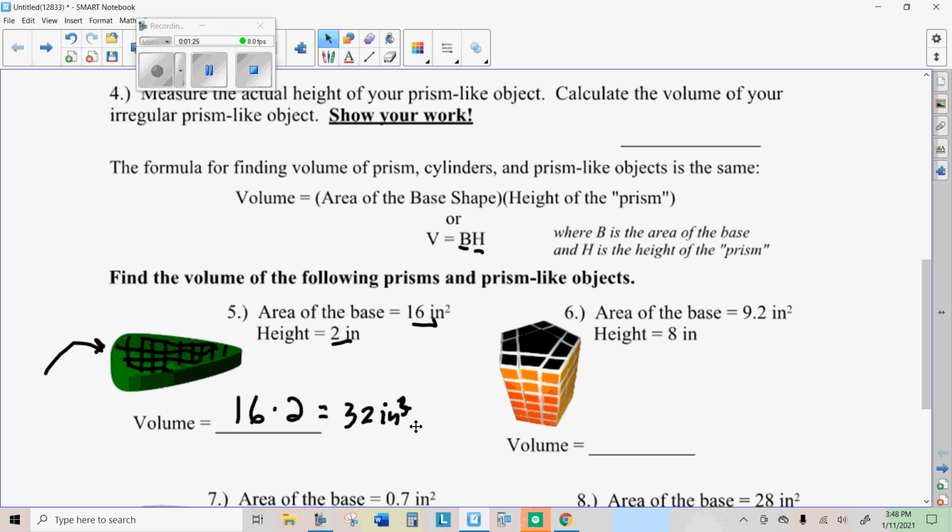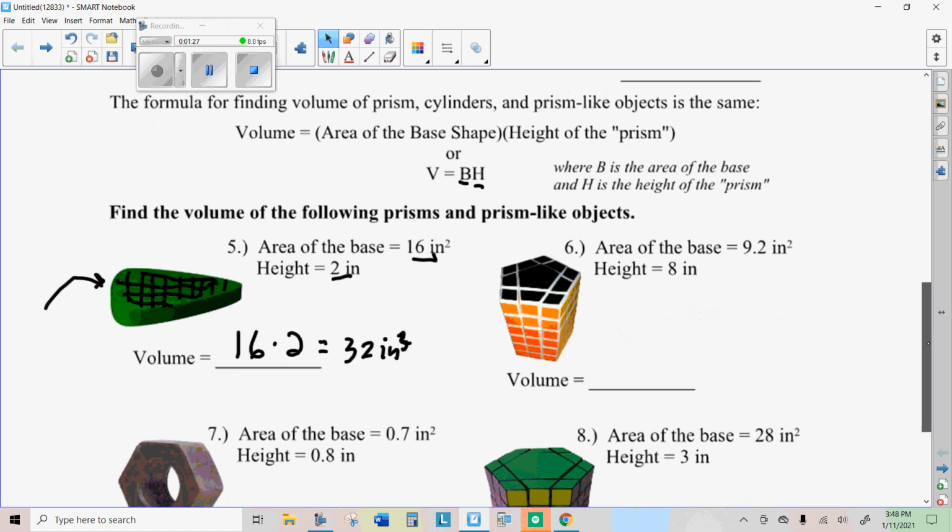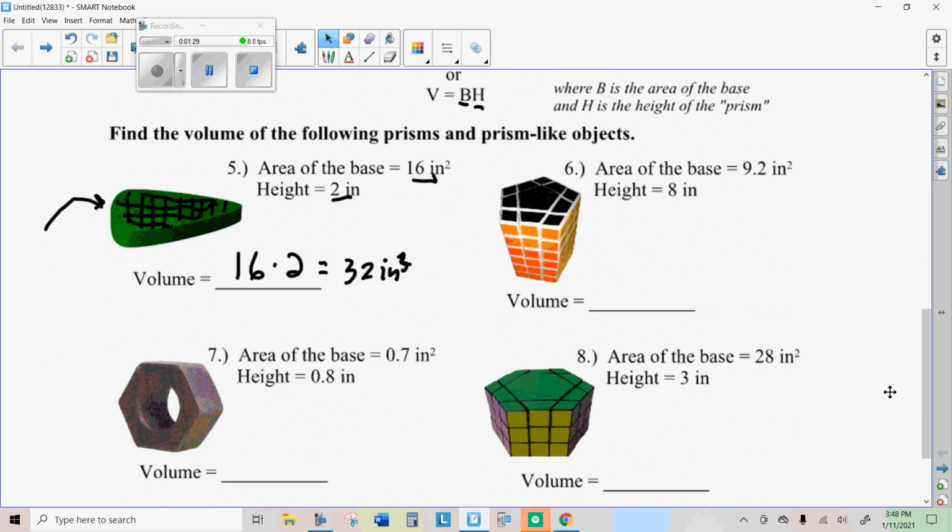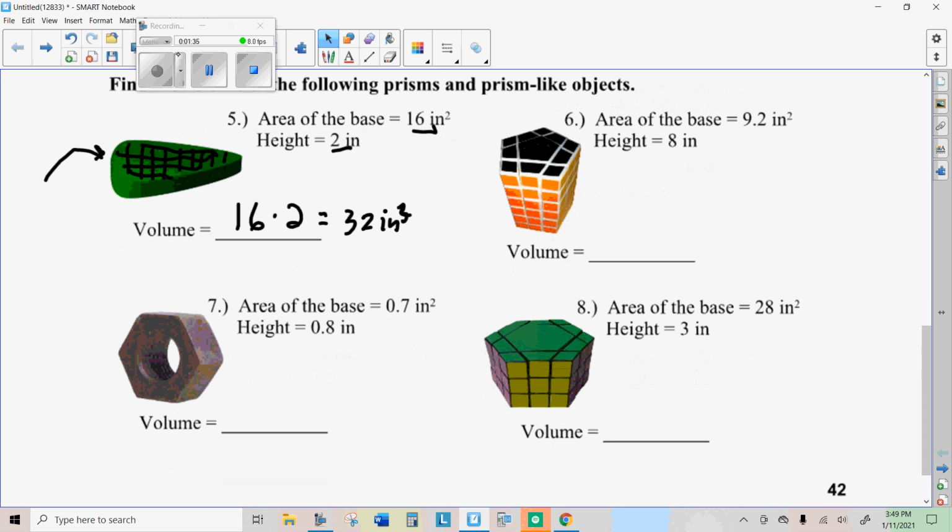Should be a 3 there. Okay? So basically we're just estimating the area of the base and then multiplying it by the height. Go ahead and do those next 3 problems.